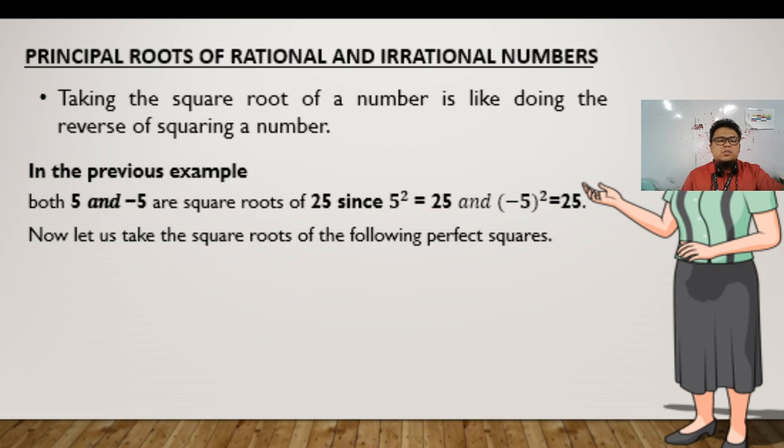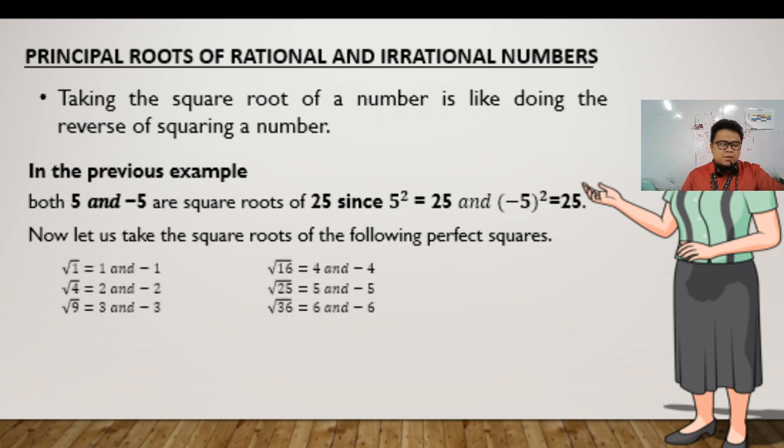Now, let us take the square roots of the following perfect squares. For example, the square root of 1. What is the square root of 1? It is 1 and negative 1. Square root of 4 is 2 and negative 2. Square root of 9 is 3 and negative 3. Square root of 16 is 4 and negative 4. Square root of 25 is 5 and negative 5. Square root of 36 is 6 and negative 6. These are examples of how we take the square roots of perfect squares.